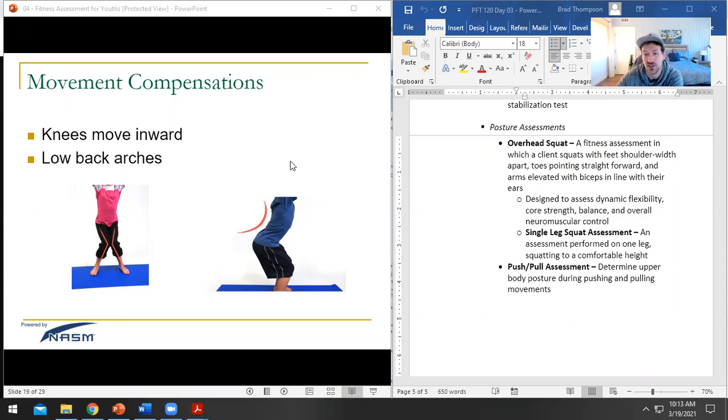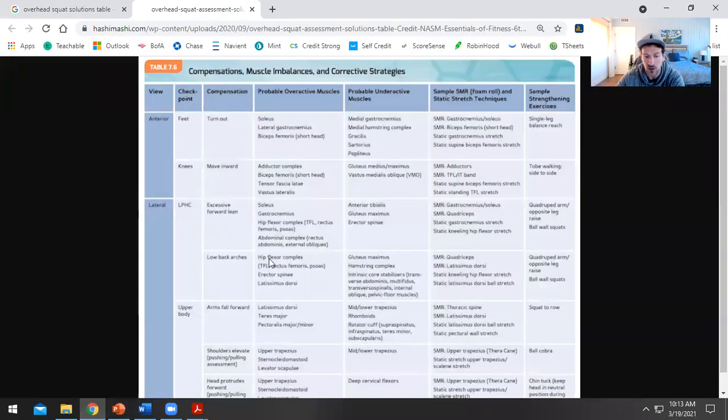All right, so next posture assessment we're going to look at. We've looked at the ankle, now we've moved up to the knee. Now we are going to move up to the low back, the lumbopelvic hip complex. We are going to look to see, do they have an excessive low back arch? If they do, the muscles that are pulling too hard are going to be the hip flexor complex, like I mentioned earlier. They get used to sitting.